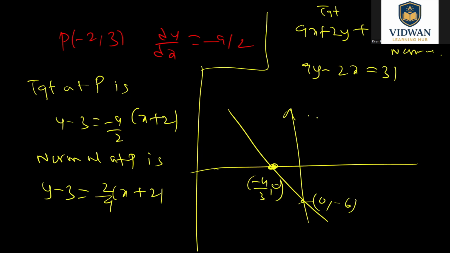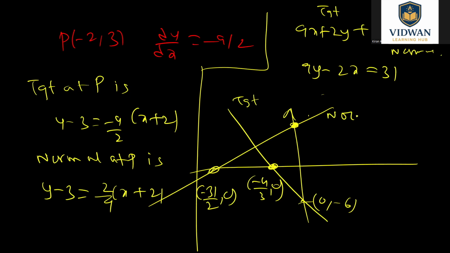Let us draw the normal also. When you put x equal to 0, you get y as 31 by 9. So it will cut somewhere here. And when you put y equal to 0, you will get x as minus 31 by 2. It will cut somewhere here, minus 31 by 2, comma 0. So once you got this, this is the tangent and this is the normal. We want to find out area of triangle formed by these two with the x-axis, this area.